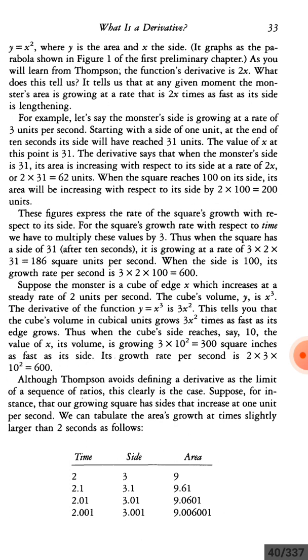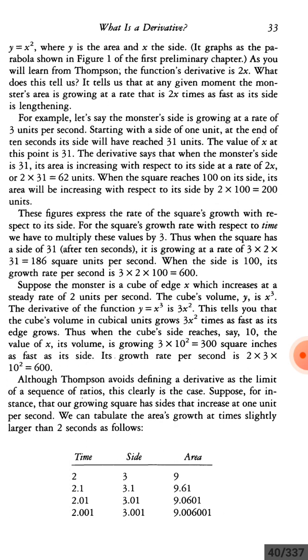Suppose the monster is a cube of edge x, increasing at a steady rate of 2 units per second. The cube's volume y is x cubed. The derivative of the function y equals x cubed is 3x squared. This tells you that the cube's volume, in cubic units, grows 3x squared times as fast as its edge grows. Thus, when the cube's side reaches, say, 10, the volume is growing 3 multiplied by 10 squared, 300, as far as its side. Its growth rate per second is 2 multiplied by 3 multiplied by 10 squared, 600.